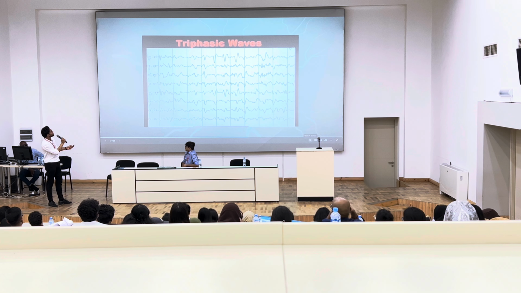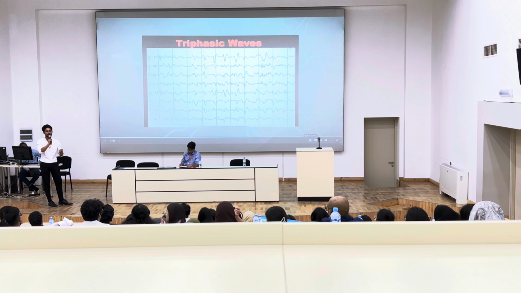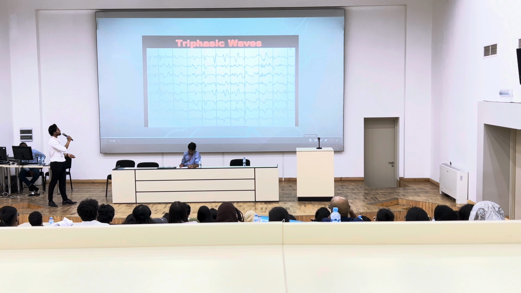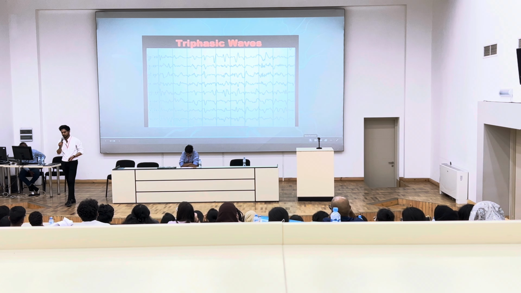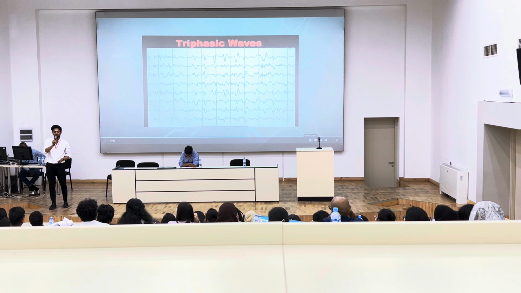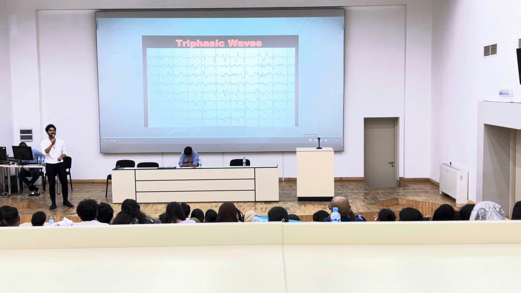So you see an upward spike, then it's going down, and again an upward spike. So this is known as a triphasic wave. There's an up, a down, and again an up. This type of pattern on an EEG is seen if a patient has encephalopathy, especially hepatic or uremic encephalopathy. So a very uncommon thing.